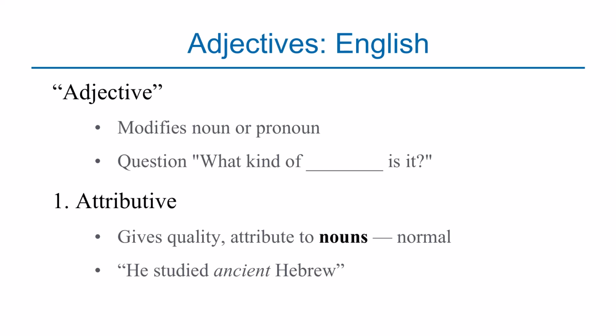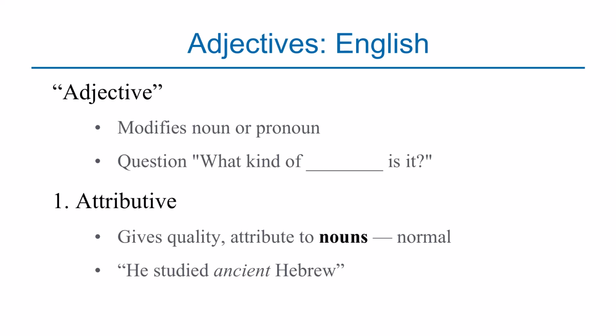Now in English as well as Greek, adjectives have 3 major functions, and these 3 major functions need to be known, they need to be mastered. The first one is that the adjective is used in attributive function. And when we say attributive, we're saying that the adjective gives quality or attribute. It gives meaning to nouns. And this is the normal function of the adjectives, to give meaning and attribute to nouns.